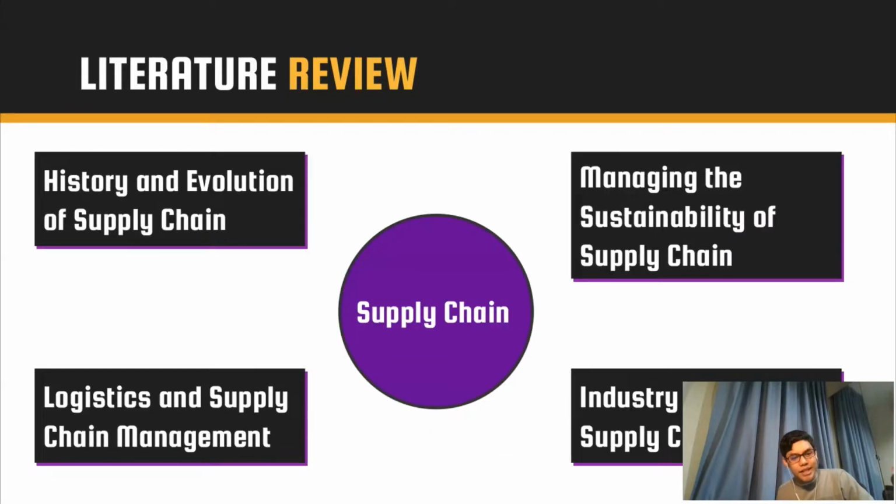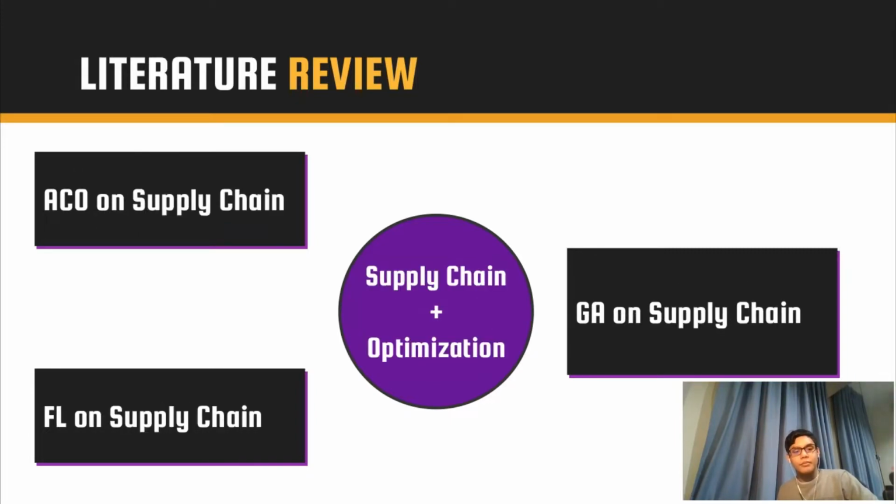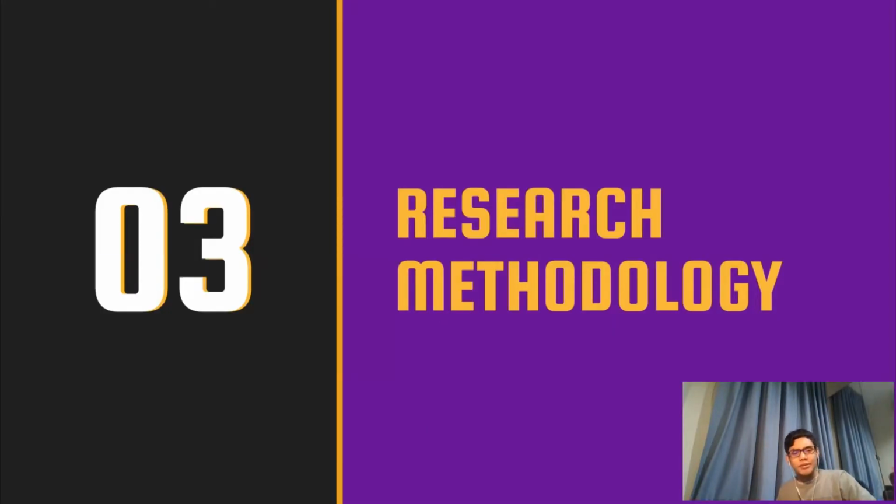For example, for the supply chain, it focuses on the history and evolution of supply chain, managing the sustainability of supply chain, logistics and supply chain management, and also Industry 4.0 on supply chain. As for the optimization, it focuses on ant colony optimization, genetic algorithm, and also fuzzy logic. And for the mix of both, it focuses on ant colony optimization on supply chain, genetic algorithm on supply chain, and also fuzzy logic on supply chain. So that's practically it for the second chapter. Let's proceed to the research methodology.